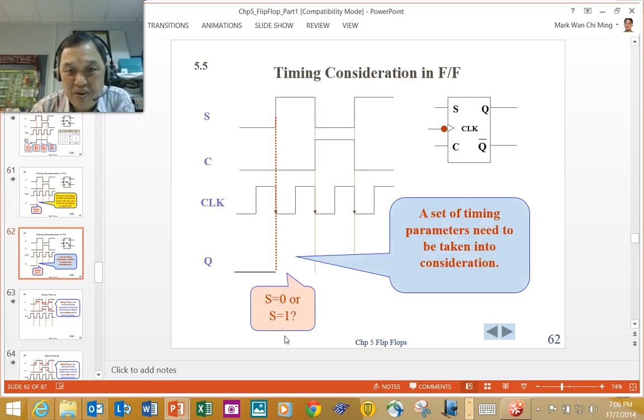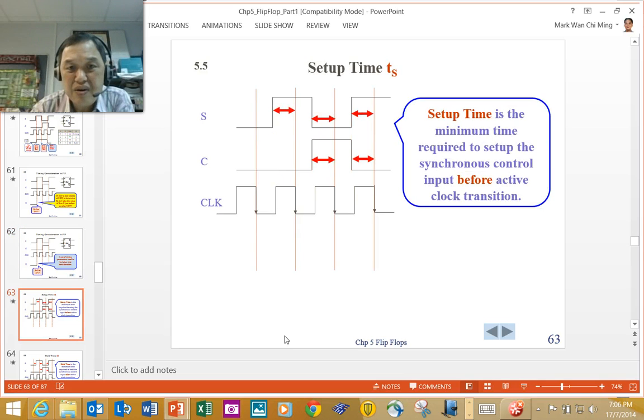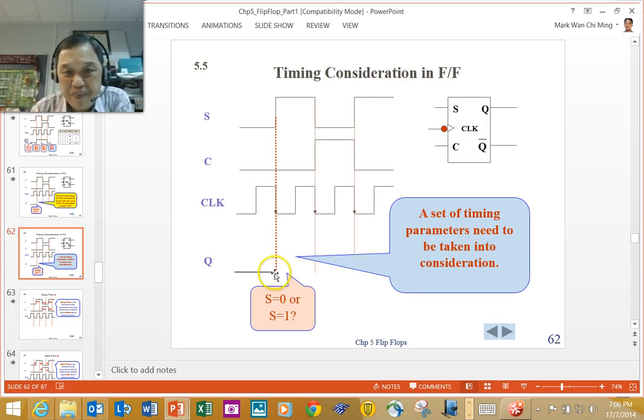Let's check it out. 0, 0, it will maintain a 0 until this point. What happened? This edge, you can see it is at the same line as the trigger point, right? At this point, you consider S is equal to 1, because before the trigger point it is a 1. What about this line? C is also on the same line, right? You consider C is equal to 0. That's it. Nothing more than that.